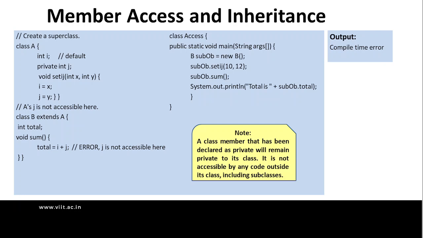Then class B extends A, and has an integer total in a separate method, sum, where total equals i plus j, and we check for access. Public static void main: B b equal to new B, and b.setij(10, 12), then sum.